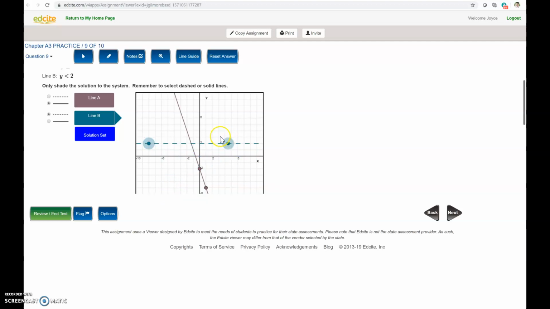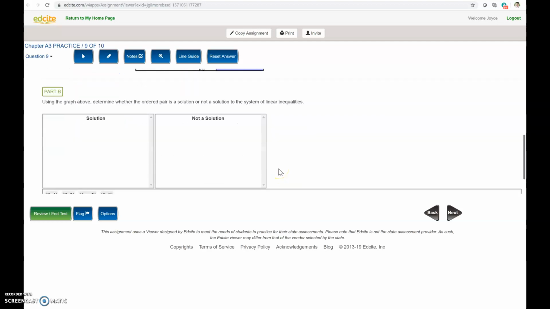I strongly suggest that you get all your shading done on your paper copy, because if you put this as your answer, this is a wrong answer. You can only select the final solution area, the area that is double shaded on your paper. So make sure that you do this problem on your paper and find that double shaded area and only select that area in your final answer in EdCite. Also, don't forget this one has a part B, so scroll down.